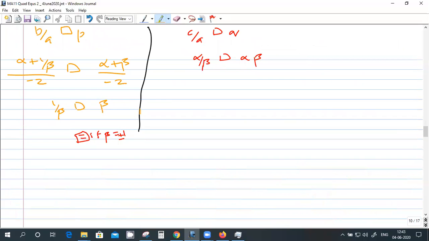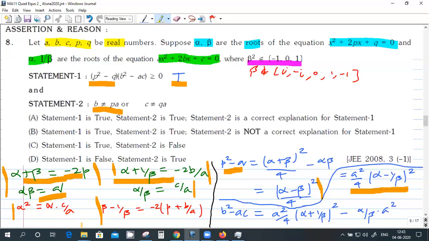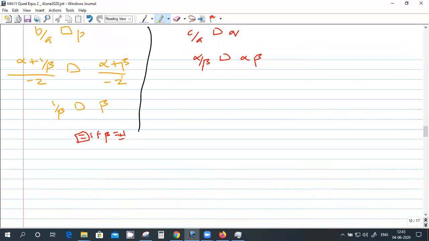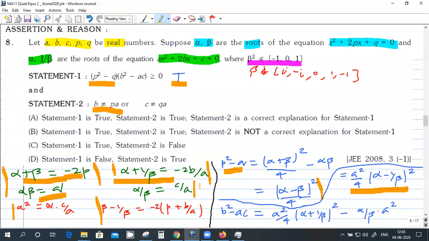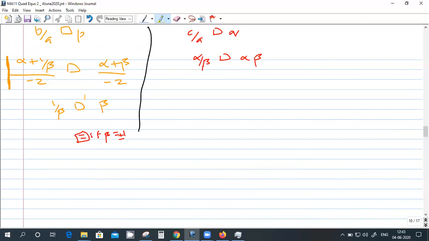Okay, and then P is here, alpha plus beta divided by minus 2. Right? Everything I'm writing in terms of alpha and beta. So you have to compare this one and this one. Is this clear? This step. Because B by A comes from here, this one. And then P I get from this one. So you have to compare these two.